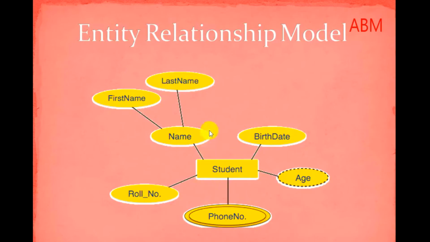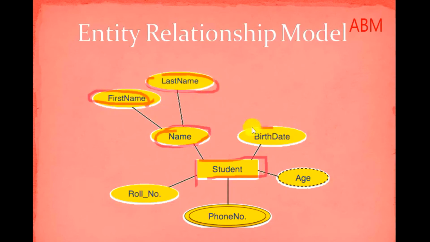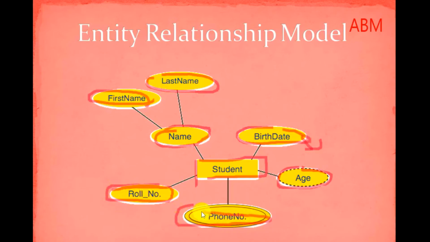Here one entity relationship is shown. The entity is the student, and the student has different types of attributes. For example, one is the name, and the name is actually a composite attribute which has more than one value. And birth date is a single value attribute, and age is a derived attribute which is derived from the date of birth. Roll number is a simple or atomic value, and the phone number is multi-value because we can store more than one phone number in one phone number column.